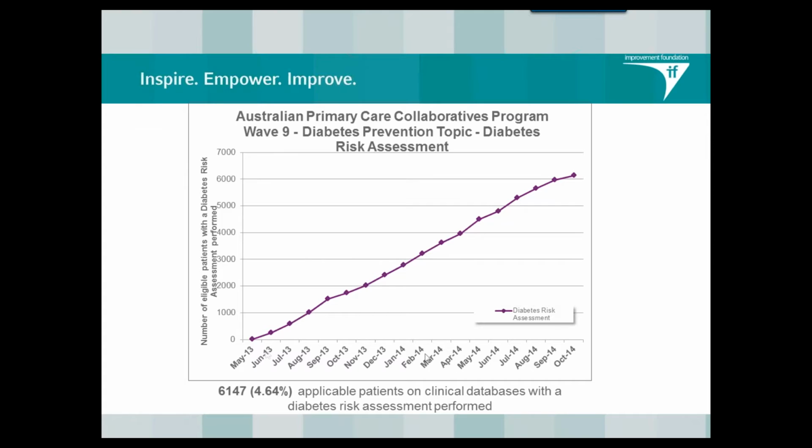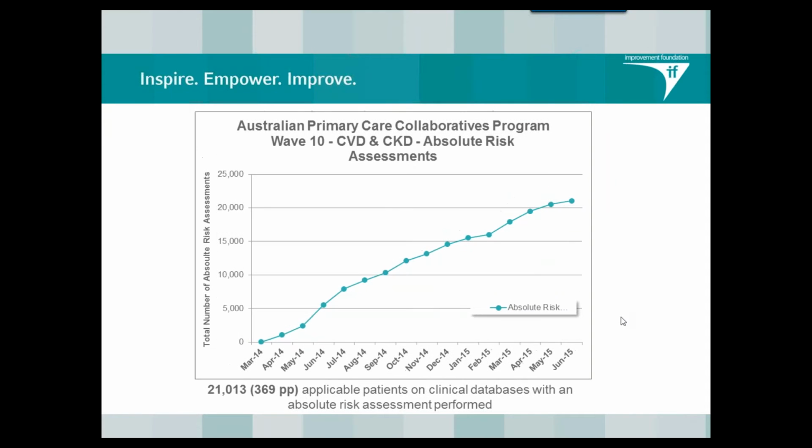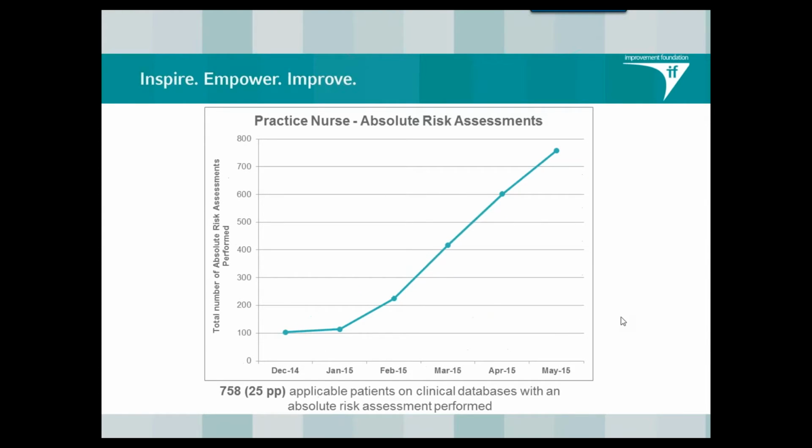And then Wave 9, this health service had already worked with us, so you can see that this quickly changed because they'd already installed some of their processes. And again, these are just another couple of examples. Now, absolute risk assessments for the practice nurse wave, that was something new that we'd introduced. So again, it was a bit of a slow uptake, and then it just grew as people found really manageable ways to get absolute risk assessments done.